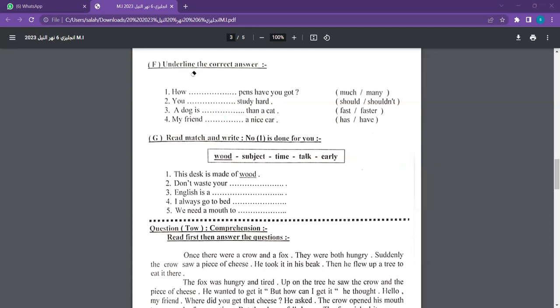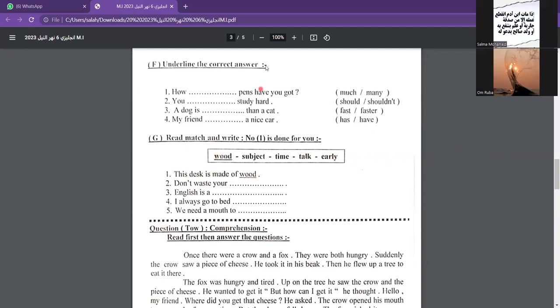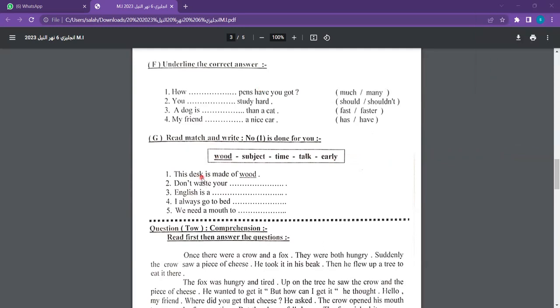Okay, let's continue. Read, match, and write. Number one is done for you. This desk is made of wood. The options are subject, time, talk, early. The desk is made of wood, they answer the question for us here. Do you know the meaning of wood? خشب. Yes, very good.